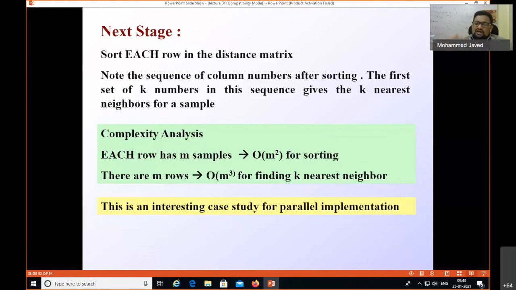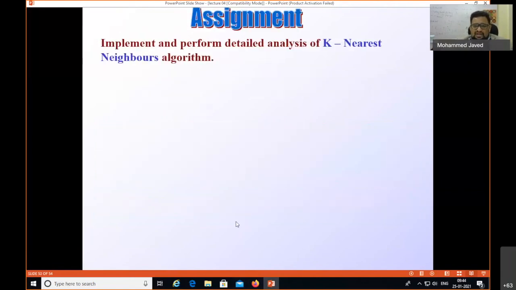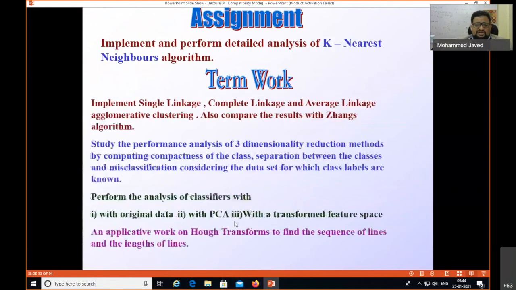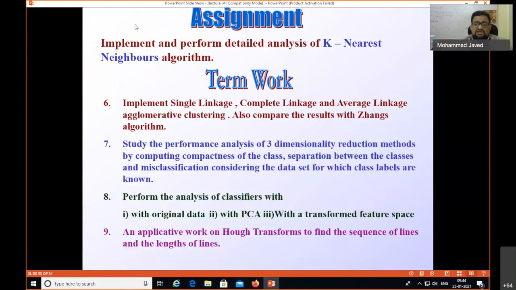Sorting the entire row, you already know that it is an n square algorithm, right? And how many rows are there? There are m rows, so it is a cubic algorithm. Each row has m samples, O of m square for sorting. There are m rows, so it is O of m cube for finding k nearest neighbors. So this is an interesting case for parallel implementation, right? There are different versions of problems you can analyze here.